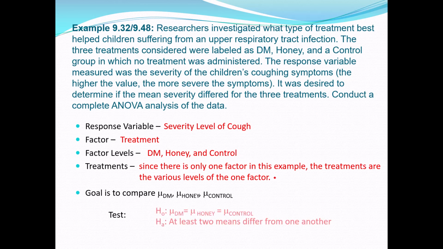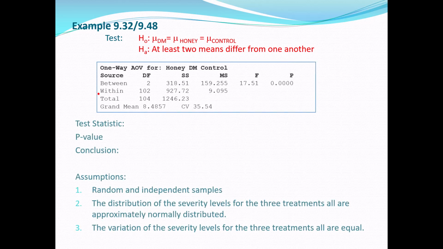Null is going to say there's no difference between the mean severity level of cough for the 3 treatment levels. The alternative is going to say, yeah, there is. At least 2 means differ. And so we go and we do our thing. Now, I didn't show you the Excel printout, but the Excel printout would look exactly like the statistics printout. You can see pretty much the same things are there.